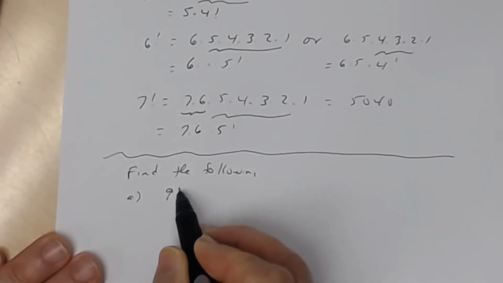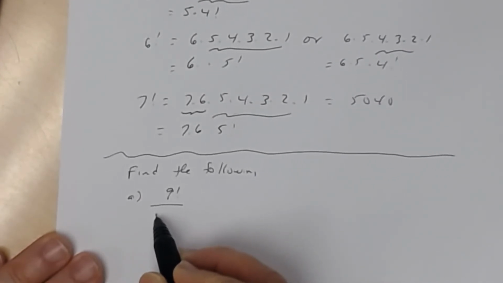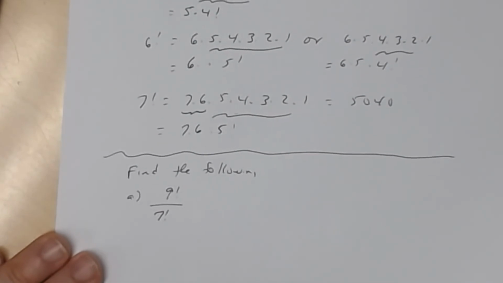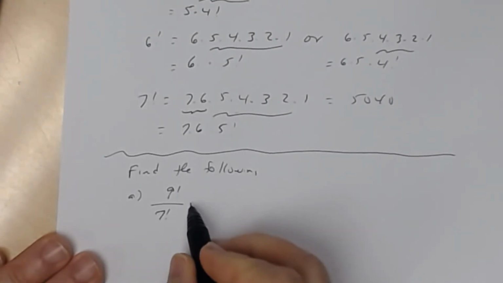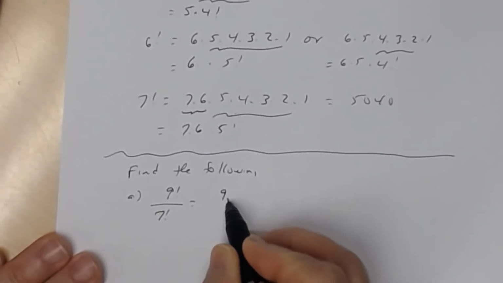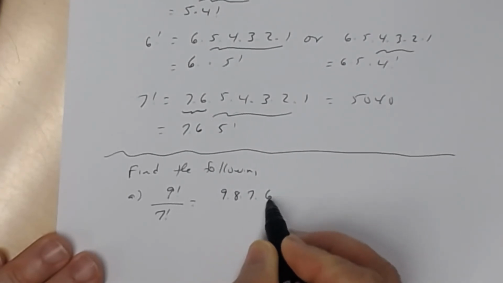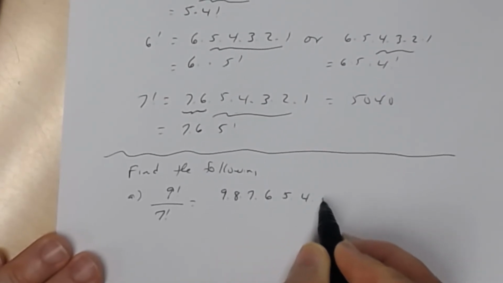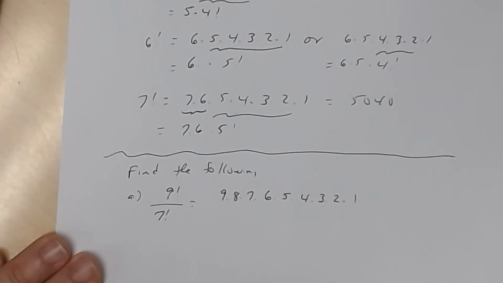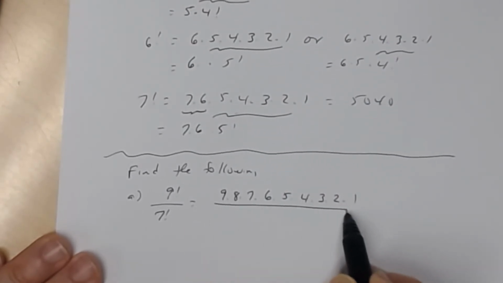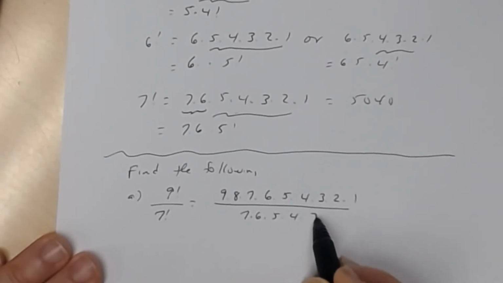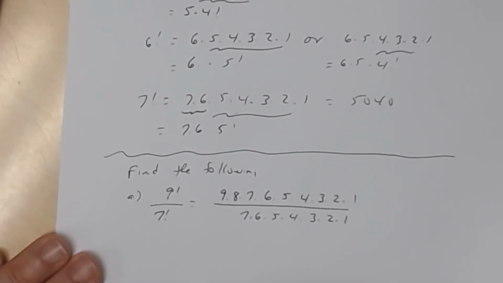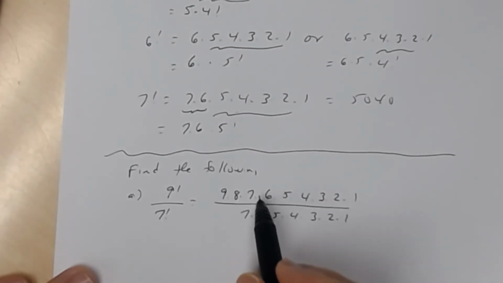Part A. Suppose I had 9 factorial divided by 7 factorial. Let's talk about this for a moment. Do y'all agree that 9 factorial means 9 times 8 times 7 times 6 times 5 times 4 times 3 times 2 times 1? And do y'all agree that 7 factorial means 7 times 6 times 5 times 4 times 3 times 2 times 1? Yeah, right.